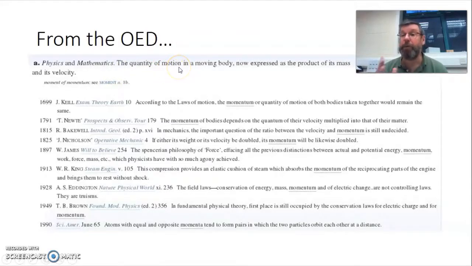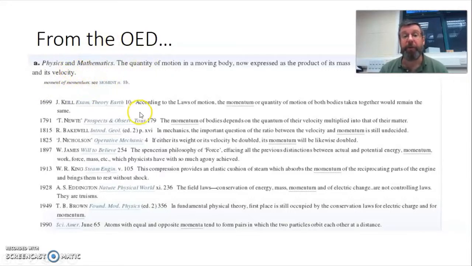A phrase we wouldn't use nowadays, but if you look at the quotes below, it's an expression that people were using for what we now call momentum. The quantity of motion in a moving body, now expressed as the product of mass and velocity. That's how we teach it nowadays. Now you'll see the first usage of momentum is 1699, given here. That's the oldest that can be found by the people at the OED. That dates after the original publication of the Principia.